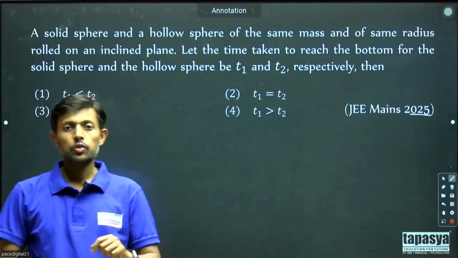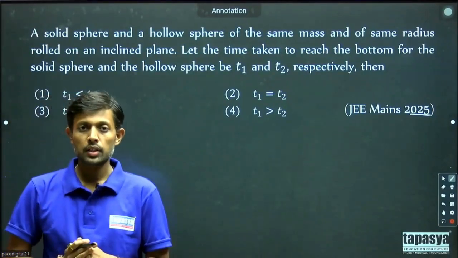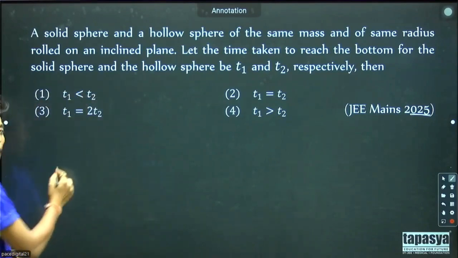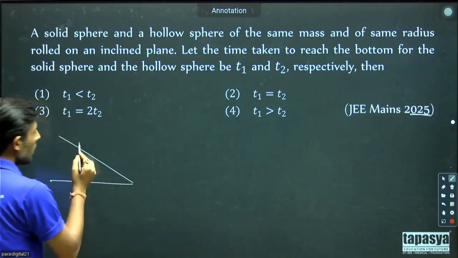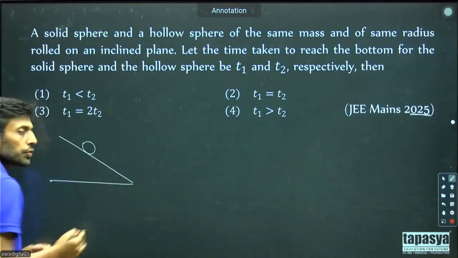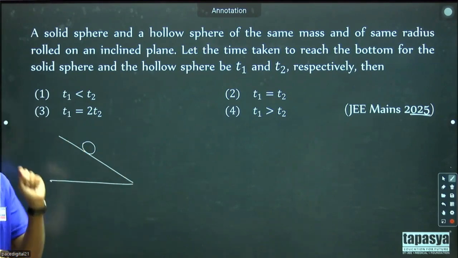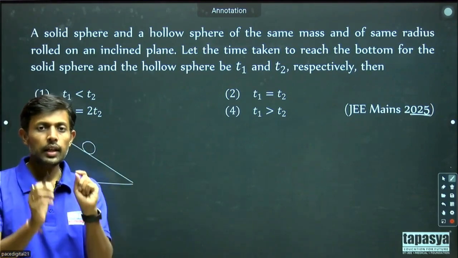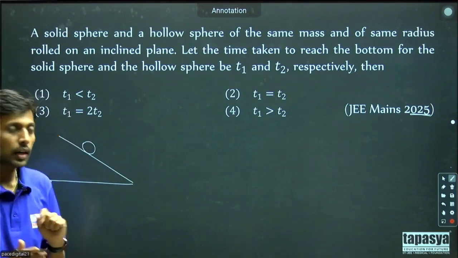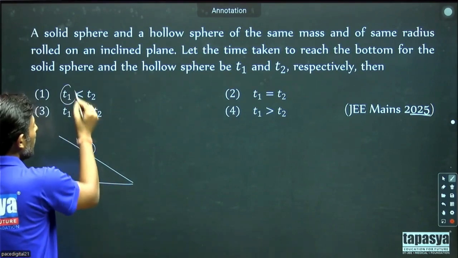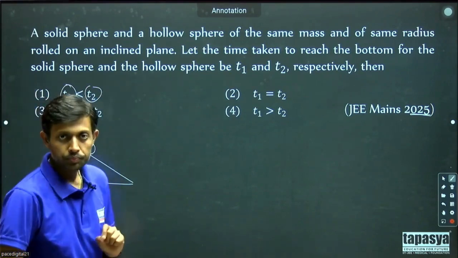Hello students, we are going to solve this JEE Mains 2025 question now. It's a question on rotational motion. It says that when a solid sphere and a hollow sphere roll down an inclined plane, which of these two objects will take a lesser time, or will they take equal times? That is what we have to find out. So we have to basically compare T1 and T2.